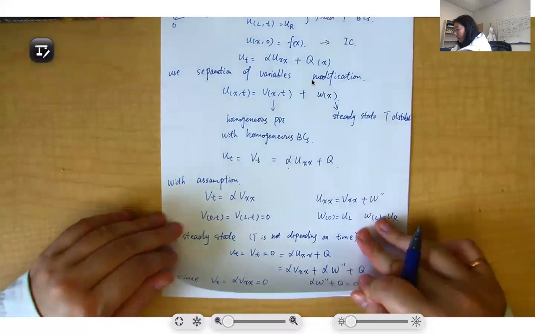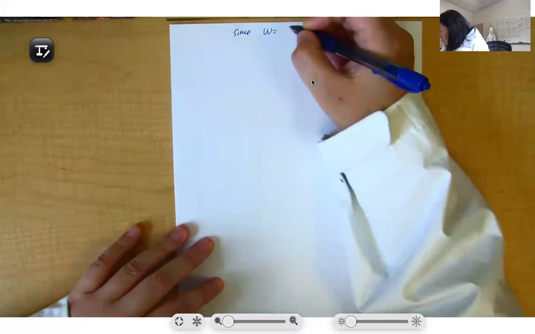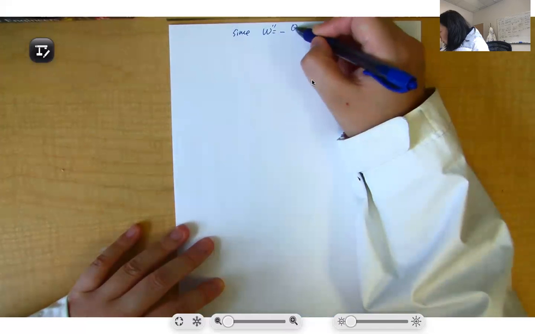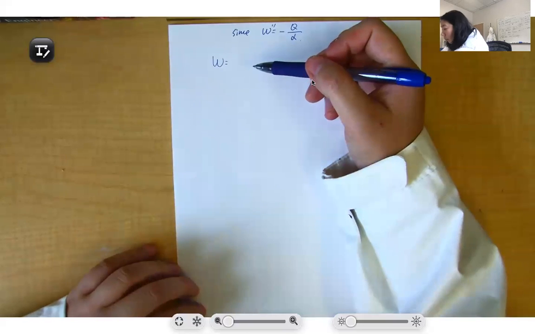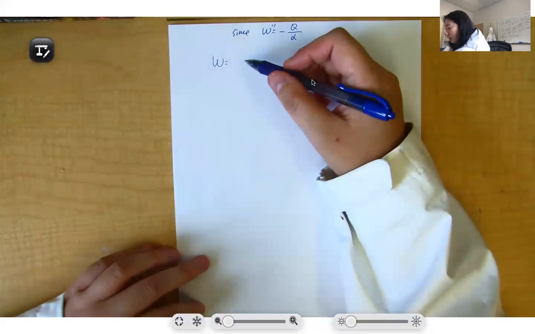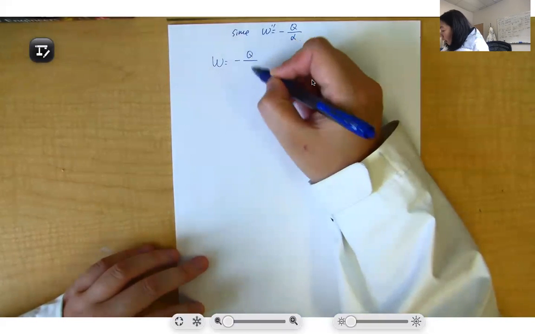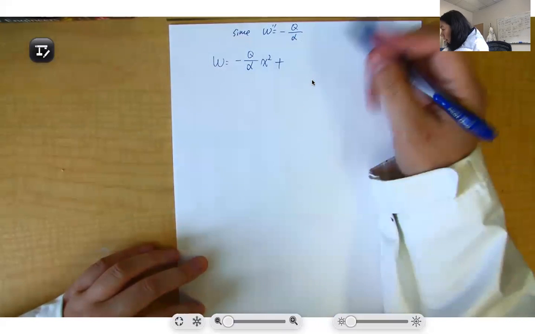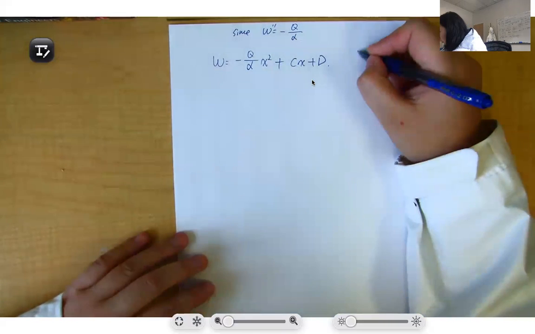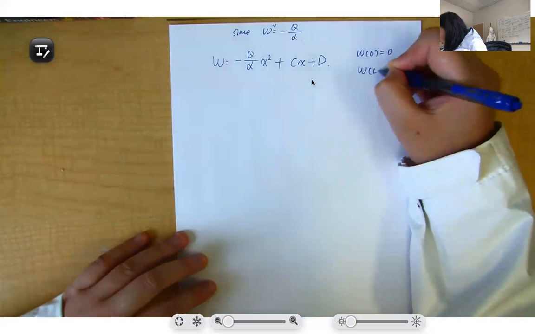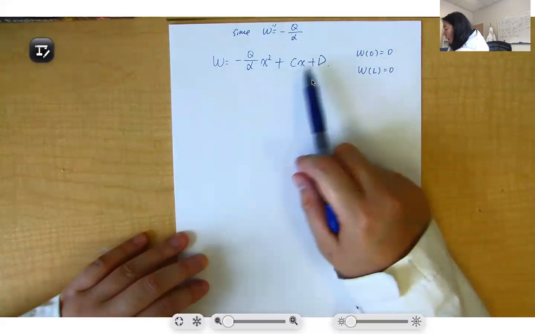What is our w in the end? Since w double prime equals minus Q over alpha, then our w is basically a second order function of x with the coefficient minus Q over 2 alpha x squared. Then the first order part will be Cx plus D. Then you can use the boundary conditions w(0) and w(L) to figure out what is the C part, the constant part, and what is the D part.